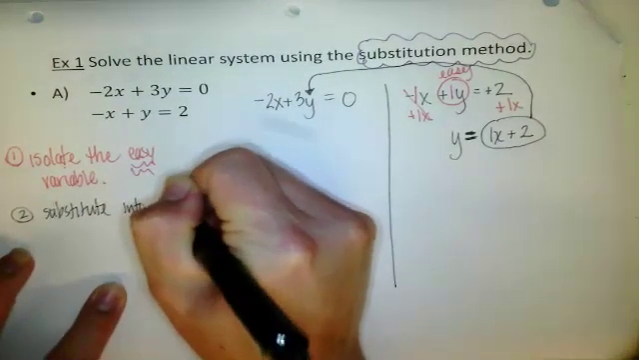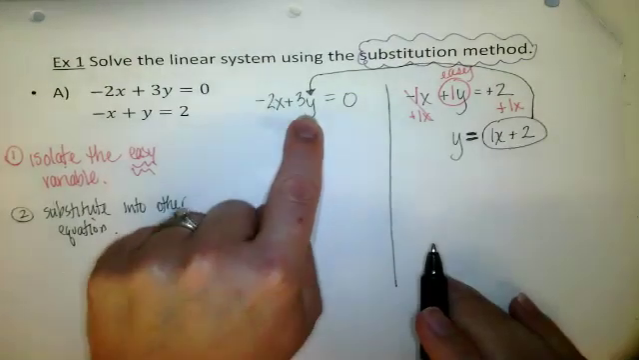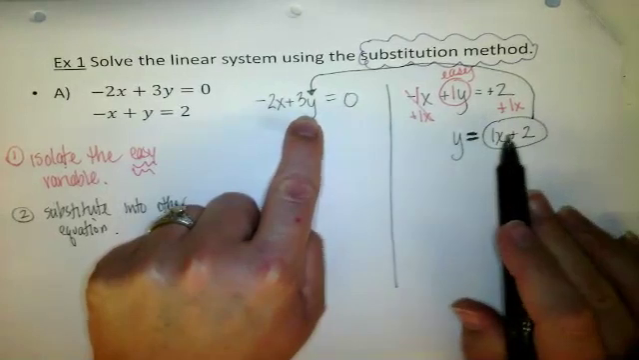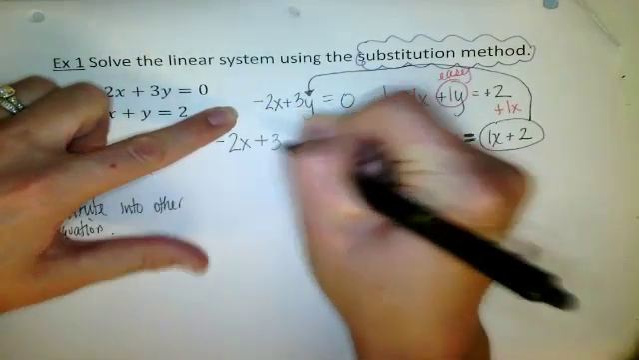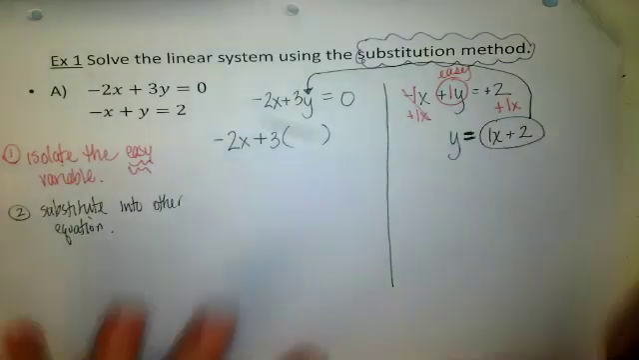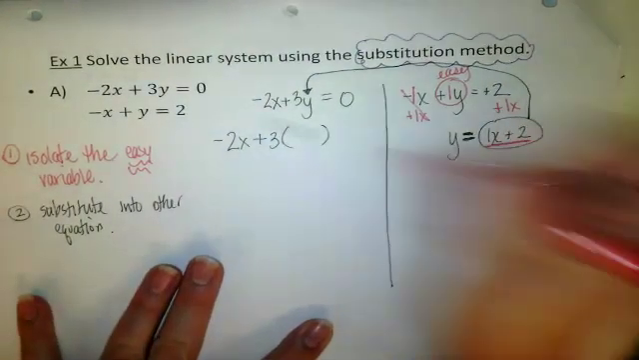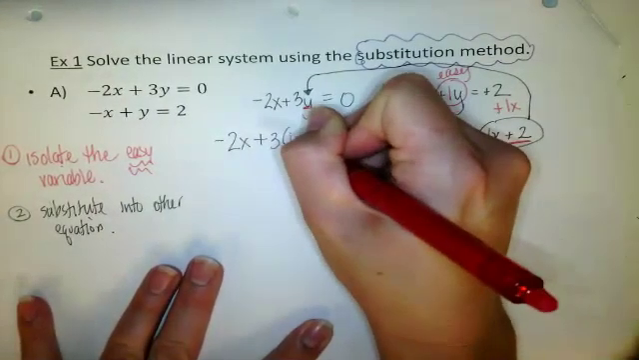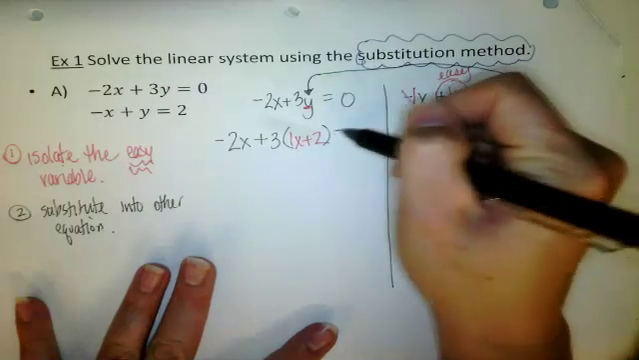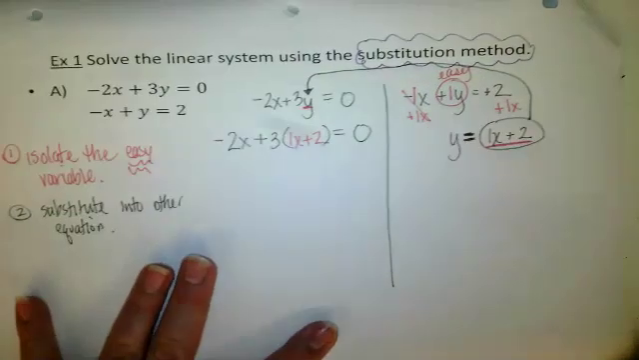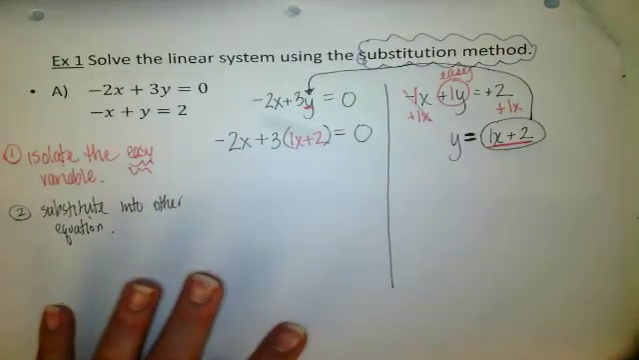Into the other equation. Now, we are replacing the y with the x plus 2. I'm going to write down everything else: negative 2x plus 3. And what is in place of the y? The 1x plus 2. Instead of the y, we're plugging in an x plus 2. Don't forget to write the rest of the equation. Don't forget the equals 0. That's the most common mistake when you're learning substitution, is you forget to write the rest of the stuff.